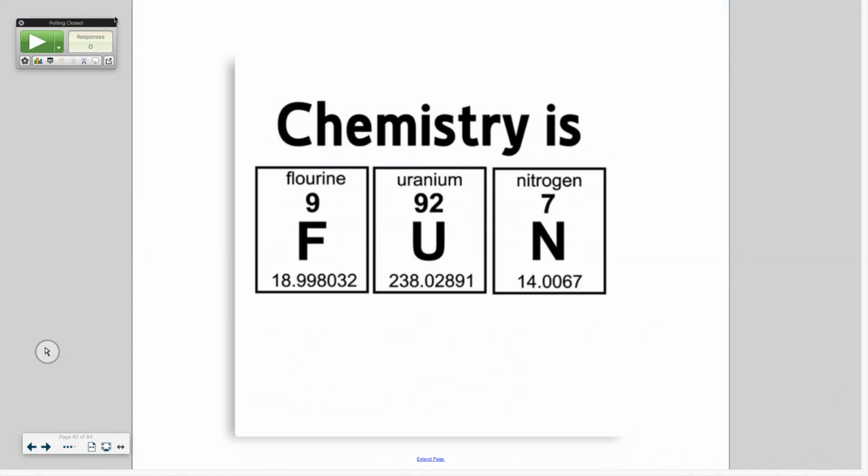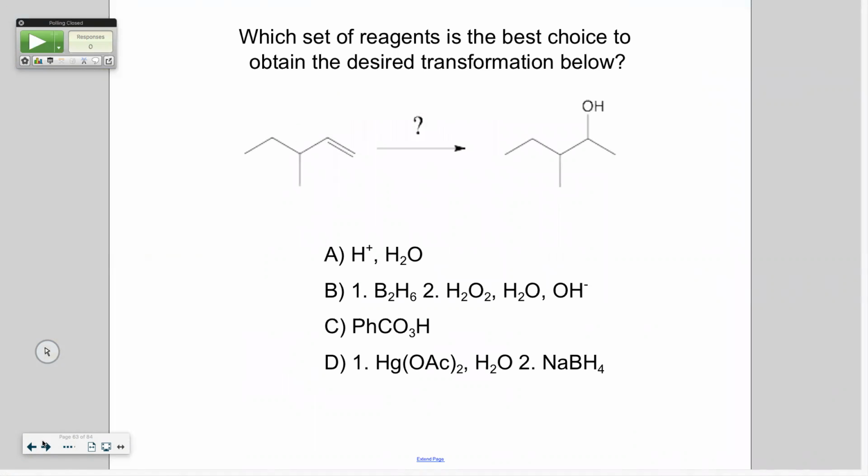Okay, so we should be close to the end of chapter 8, if not at the end. We don't have that much left. Okay, which set of reagents is the best choice for this reaction?